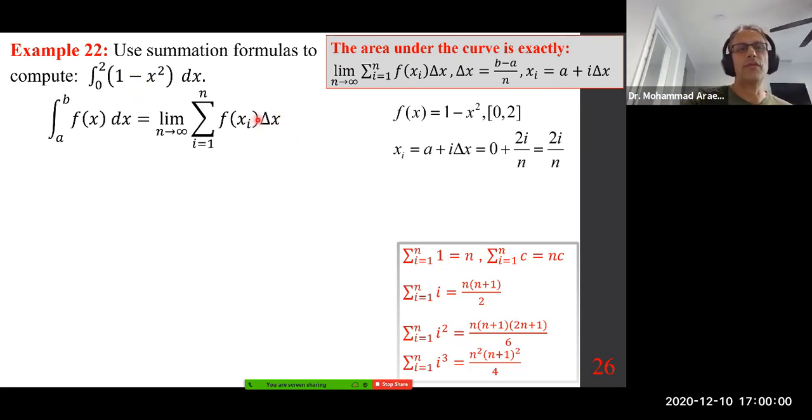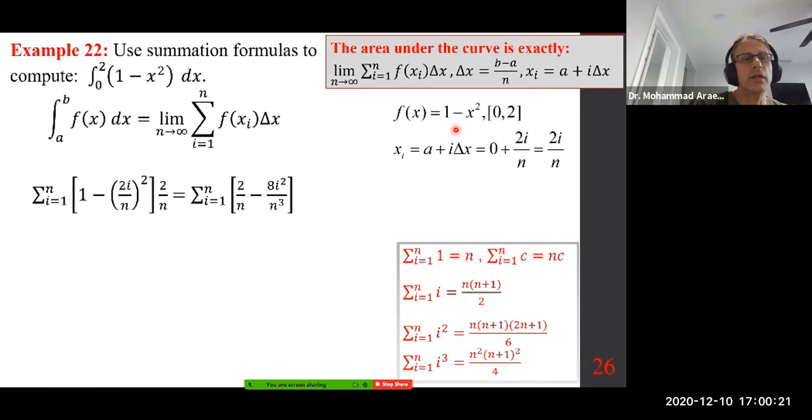Now, what is f of x sub i? Okay, remember, we said x sub i is a plus i delta x, or 0 plus 2i over n, or 2i over n. So having said that, 1 minus x squared, right? So 1 minus, plug in this guy, 2i over n, squared, and then delta x. Delta x is 2 over n. So this is by definition, class.